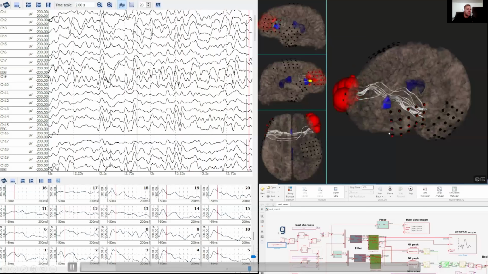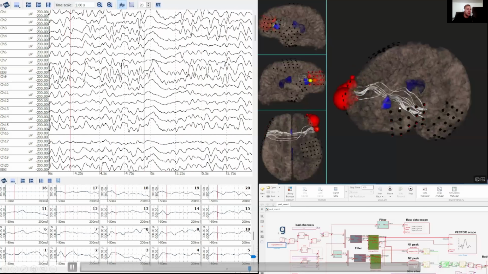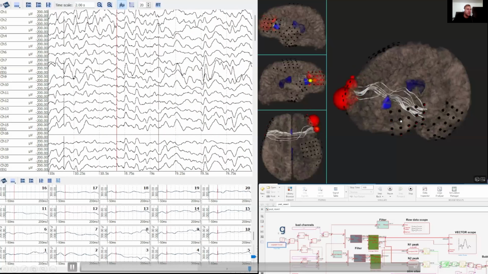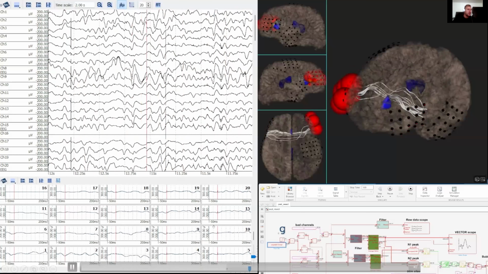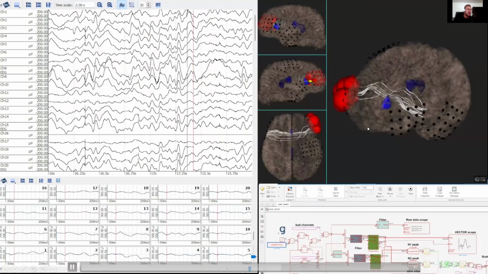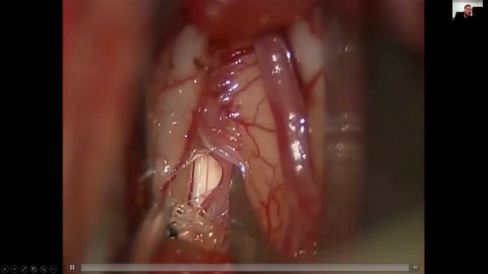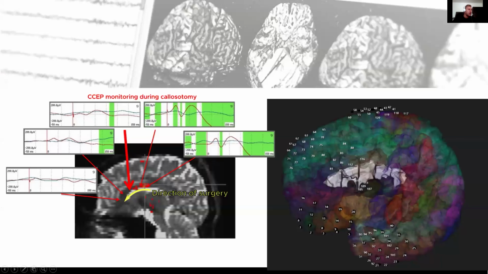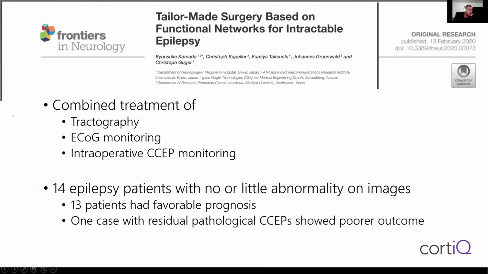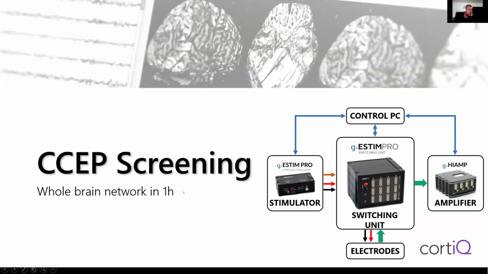Okay, there we go. So here we can see that now after a few trials, we can see how the noise diminishes, and then we know, okay, there is no remaining evoked potential anymore. So this was the proof of the disconnection. I will jump over that. And then there's also a paper where now 14 cases have been treated with the combined CCEP and tractography monitoring.